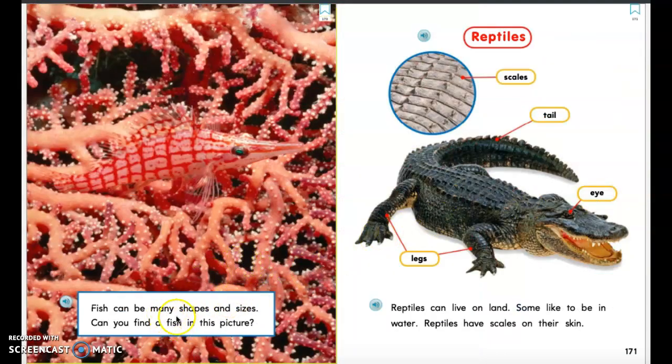Fish can be many shapes and sizes. Can you find a fish in this picture? Your friends did a really good job of finding that fish in the picture yesterday. I hope that you can find it.